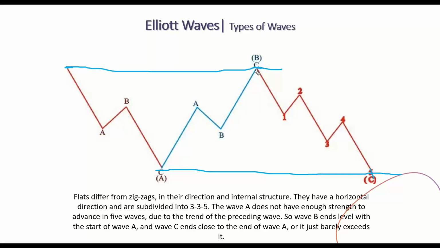If this creates a new high, then we will switch to a different kind of labeling, because then it won't be a flat. We won't use a flat for it. And C needs to create a new low. If C doesn't create a new low, then we're in a different kind of pattern probably, and that won't be a flat. The internal structure is 3, 3, 5.